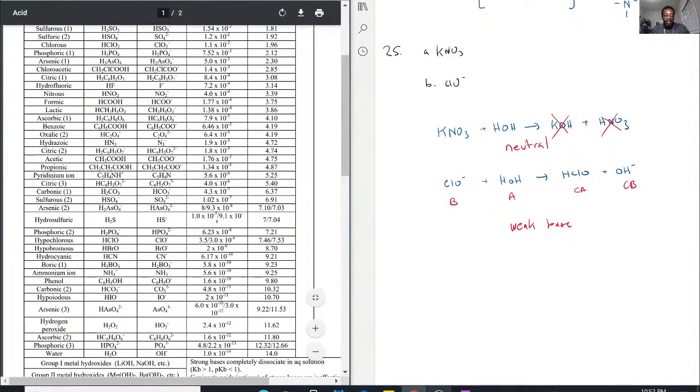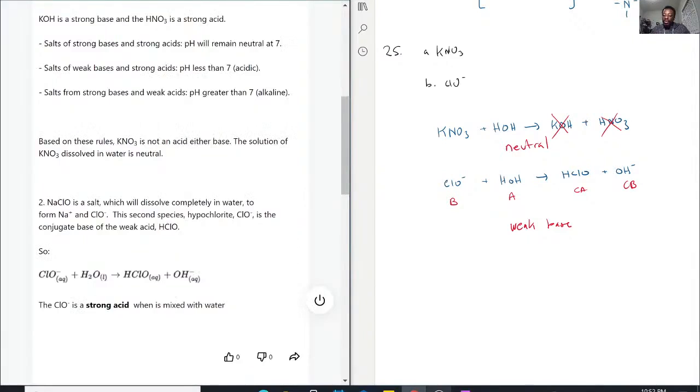Okay? So with that being said, this unfortunately is wrong. And not only is it wrong in the acids and bases, it actually is wrong in regards to it is a weak base, not even a strong acid. I think they just got it switched around somehow, because they say that this is a weak acid. Hypochlorite is a conjugate base of the weak acid HClO.